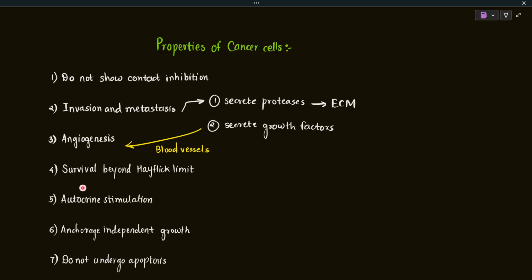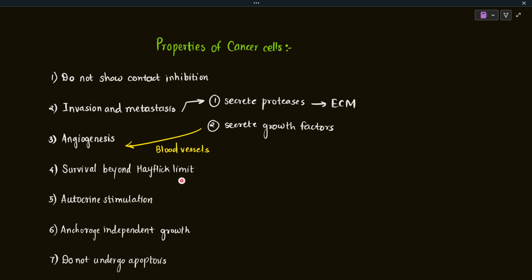Cancer cells can survive beyond the Hayflick limit. So what is this Hayflick limit? Normal cells have a limited capacity to grow and divide, in both in vivo and in vitro conditions. Even if they have optimal growth conditions, a lot of nutrients, a lot of oxygen, there is a limit to how much they can grow and how many generations they can divide.